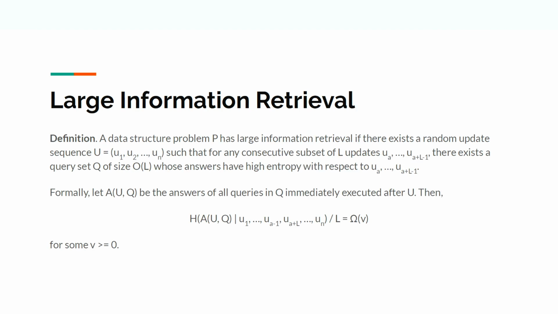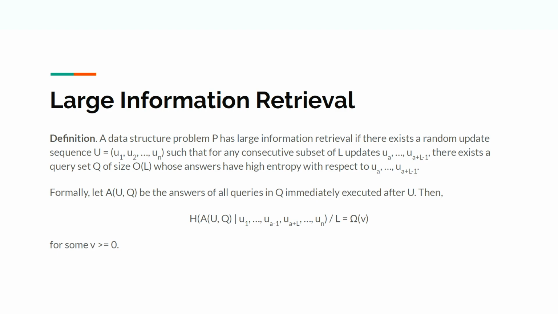So here's the formal statement of the first condition, which is large information retrieval. The first step when you're trying to prove any lower bound is to come up with a hard distribution. You want to come up with a sequence of hard updates that will allow you to prove the lower bound. And this is what large information retrieval is saying. You want to pick a sequence of n updates, such that if you picked any consecutive subset of L updates, there exists, roughly speaking, a query set of size L, whose answers have high entropy with respect to that subset of updates you considered. All right, that's a lot of words.